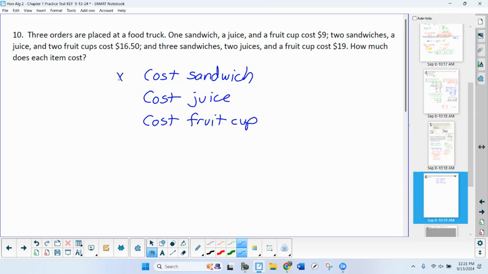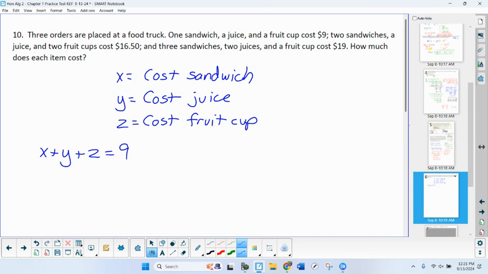Okay, x, y, and z. 3 unknowns. How many equations do you need? 3. So, Natalie, what's your first equation that you made? X plus y plus z equals 9. When they bought 1 of each, it cost $9.